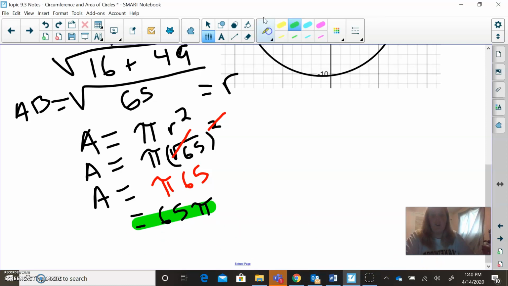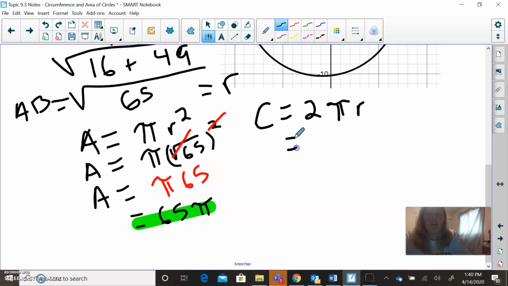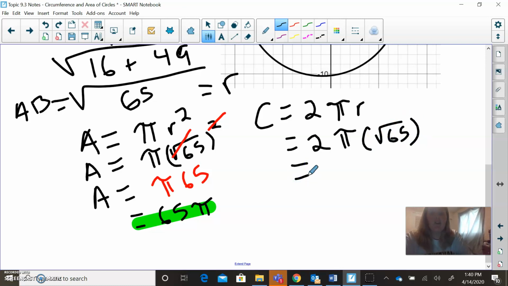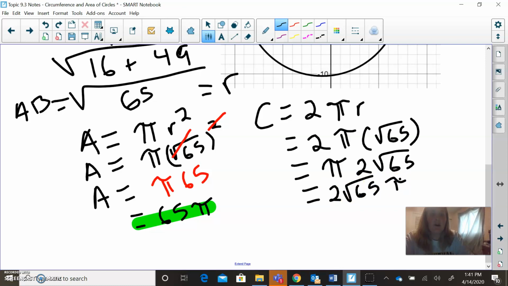Now we've got to find the circumference. Circumference is equal to 2 pi r. That's equal to 2 times pi times the square root of 65. Like I said, multiplication order really doesn't matter. So it'll be pi times 2 square roots of 65. 2 times the square root of 65 is 2 square roots of 65. That equals 2 square roots of 65 pi.